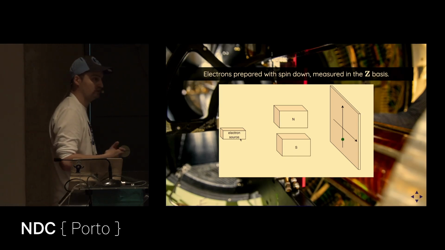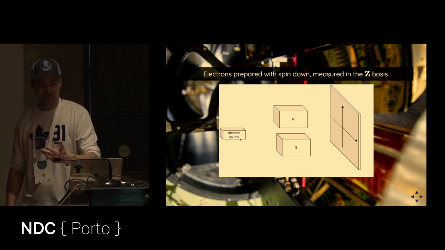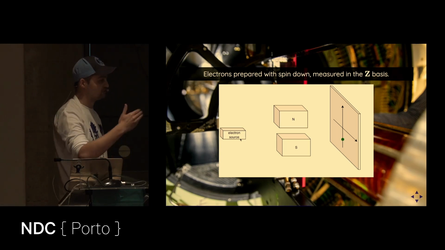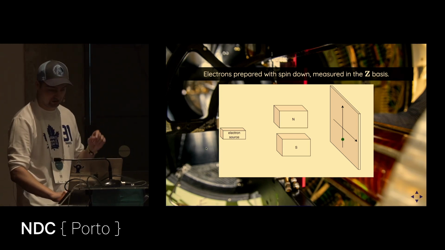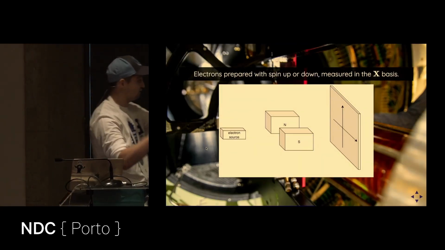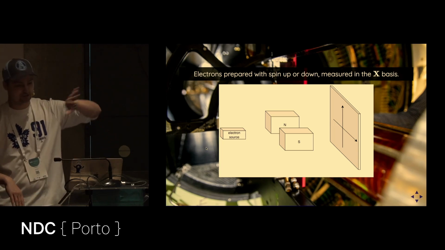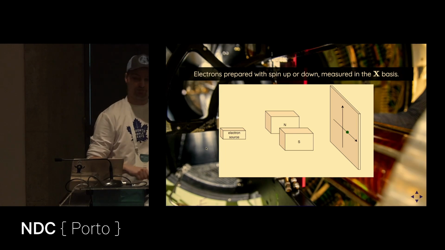So this is equivalent to preparing a qubit in a state ket 0 or ket 1 and then measuring it. In that case, we will always get a deterministic result, 0 or 1, because we measure in the basis that is compatible with the preparation. However, we can rotate the magnets, and by rotating the magnets, we are now measuring in the x basis. So the only thing the magnets can now do is deflect left or right. But the electrons are still prepared with spin up or down, right?